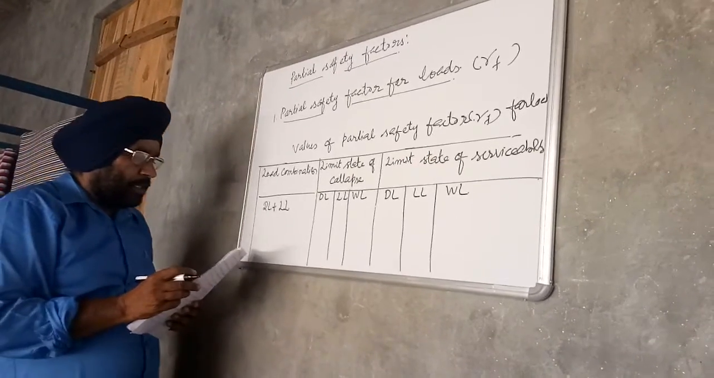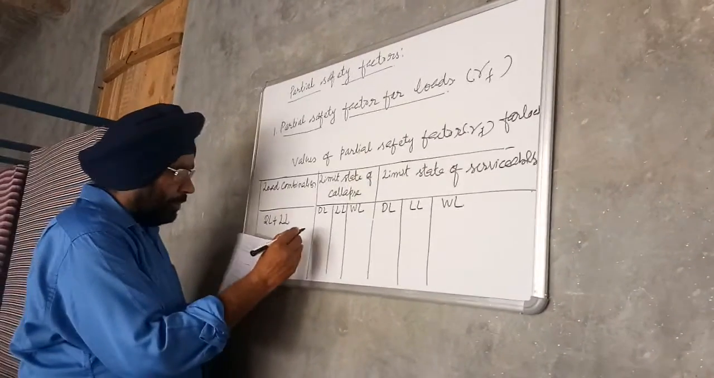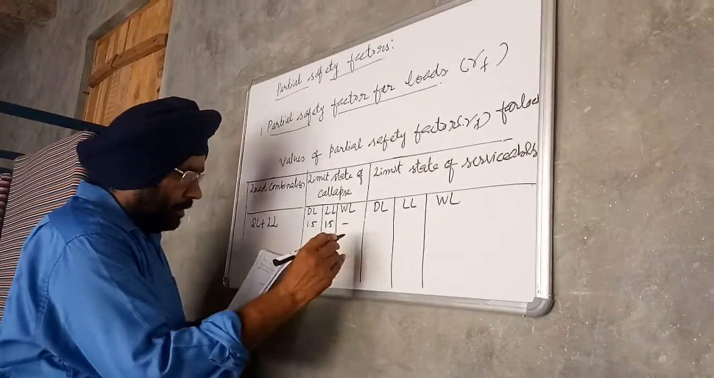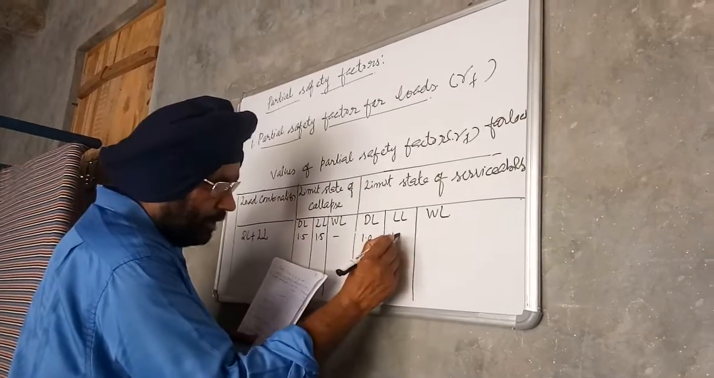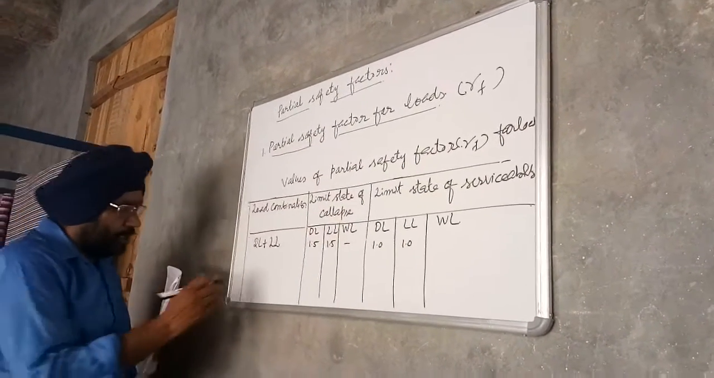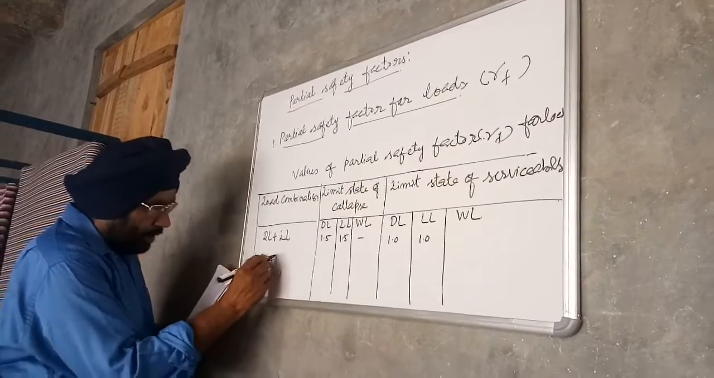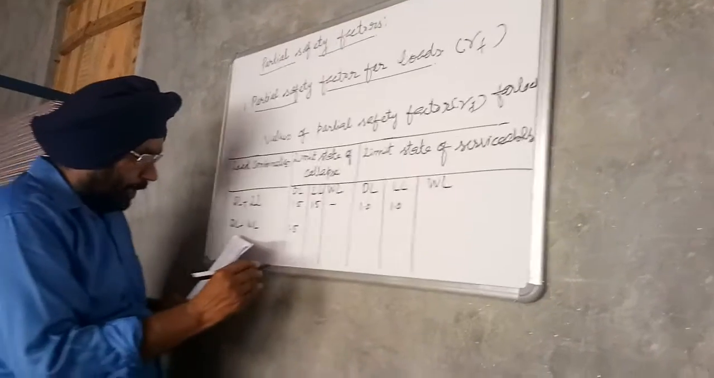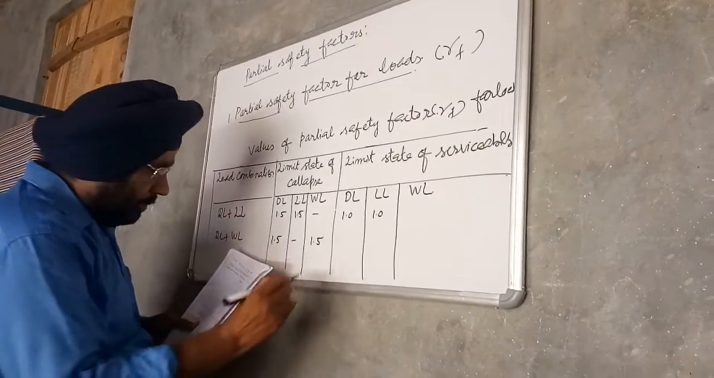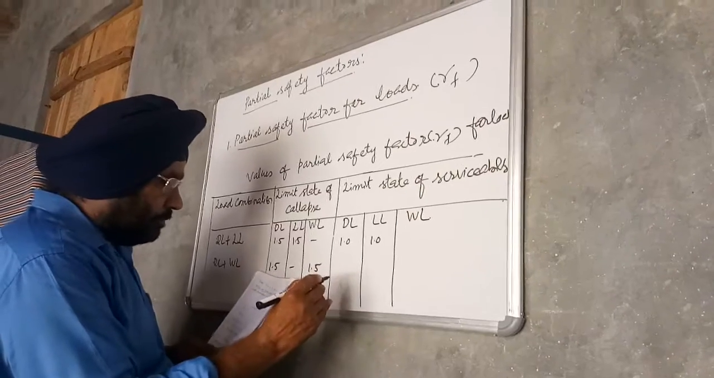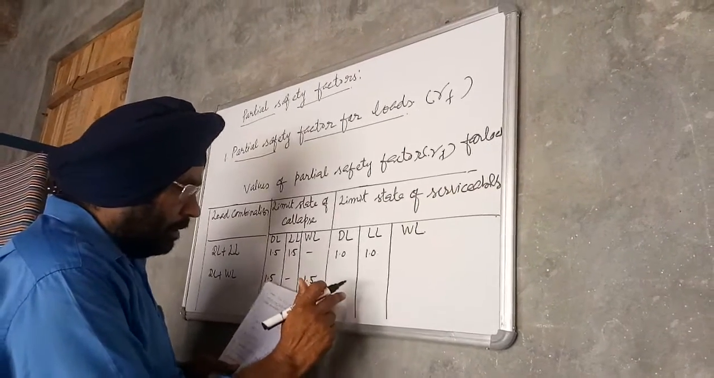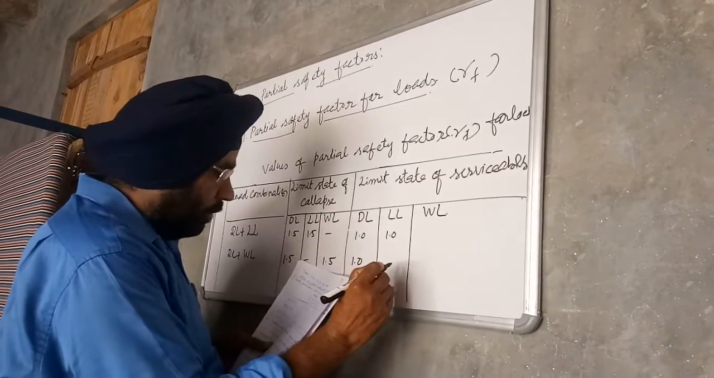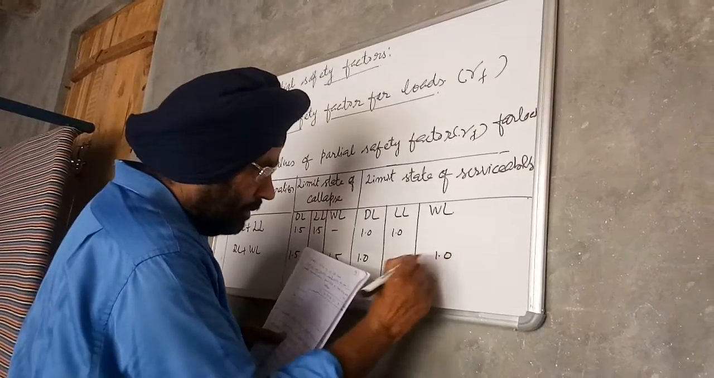So for this limit state of collapse, the value of gamma F is 1.5. So 1.5. So this value is 1, and this is also value 1. Then the other combination is dead load plus wind load. For the limit state of collapse, the value of gamma F is 1.5 and also 1.5, and for dead load its value is 1, and for wind load its value is 1.